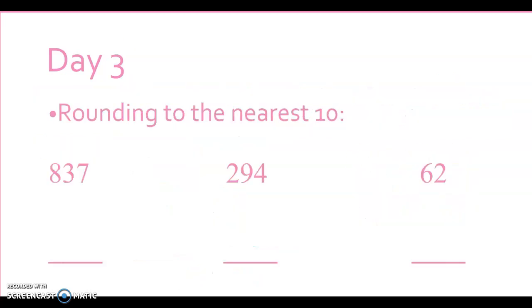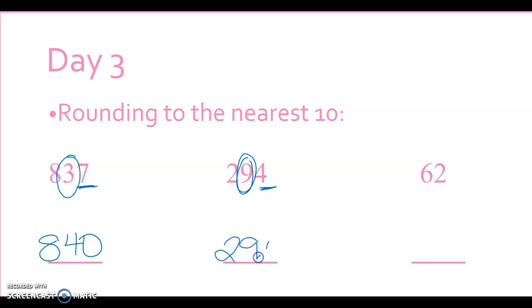Awesome. Okay, still rounding to the nearest 10. For 837, 3 is in the tens place, and I have 7 in the ones. 7 is 5 or more, so I'm going to round up. So that becomes 840. Okay, for 294, I have a 9 in the tens place, 4 in the ones place, and 4 is 4 or less. So I'm going to round down for 290. And then over here, I have 6 in the tens place, 2 in the ones. 2 is 4 or less, so I'm going to round down to 60.